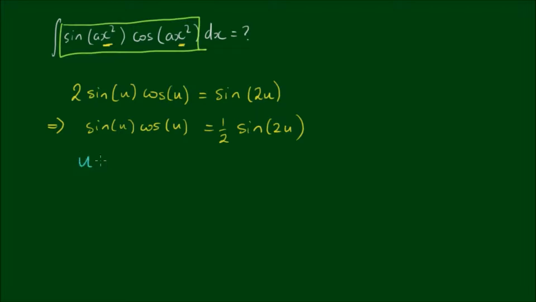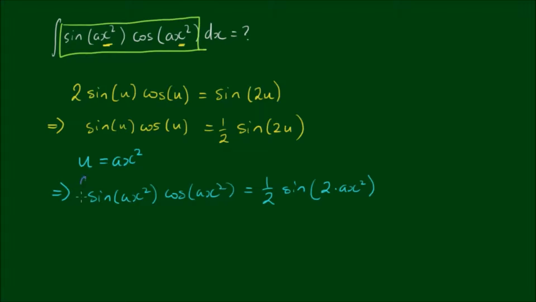So if we make the substitution u equals ax squared, then we can write the integrand as sine of ax squared by the cosine of ax squared equals 1/2 times the sine of 2 by ax squared. So thus the integral of the left-hand side is equal to the integral of the right-hand side. And of course the constant coefficient can come out the front of the integral.